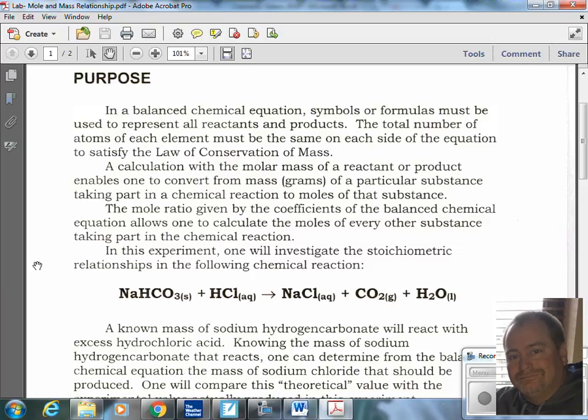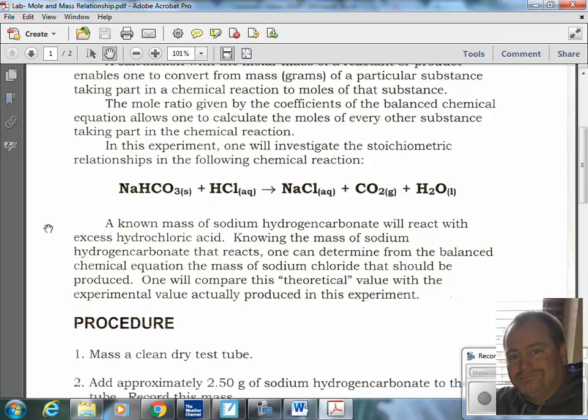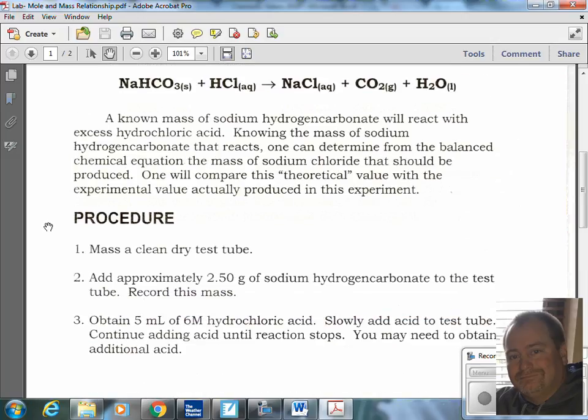A known mass of sodium hydrogen carbonate will react with excess hydrochloric acid to give us sodium chloride, carbon dioxide gas given off, and water. Now, when that reaction happens, we're going to use the molar ratio of the coefficients in the balanced chemical equation to do some calculations. Now, certain things that we need to go over safety-wise.